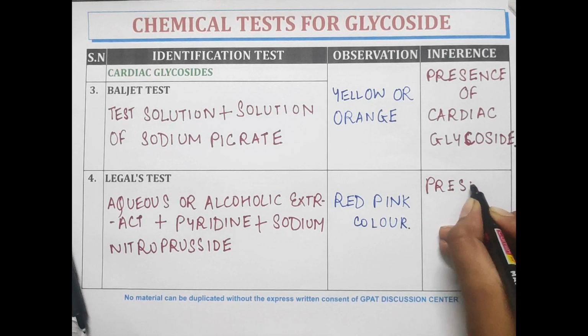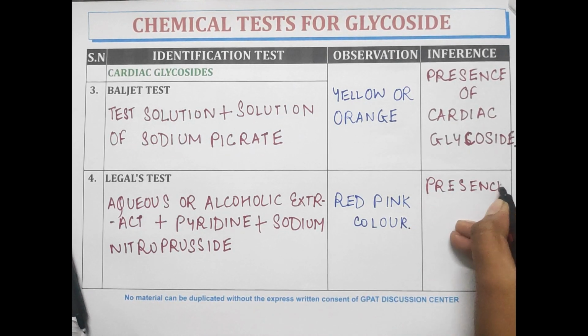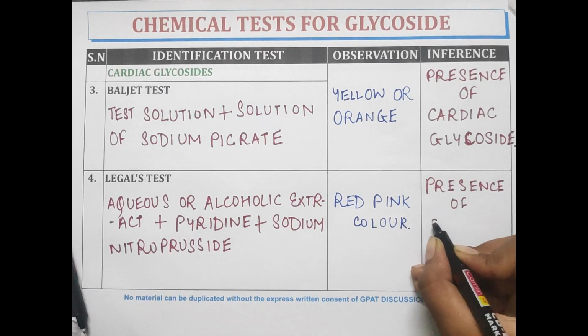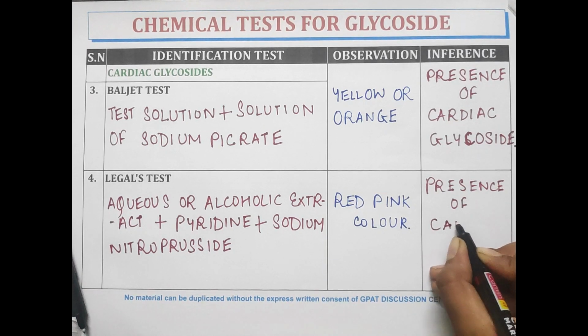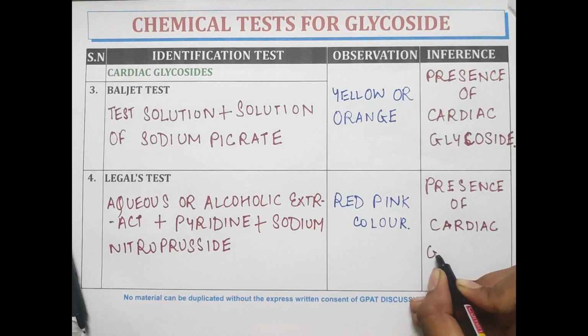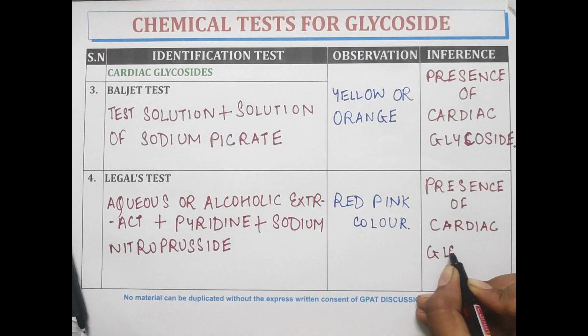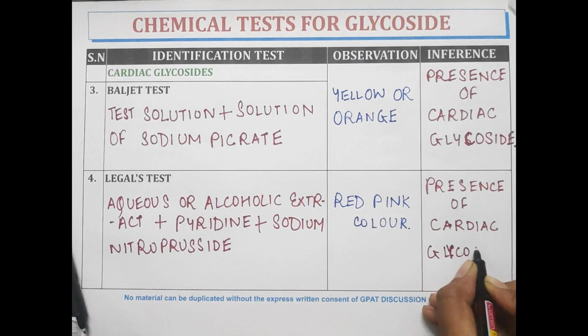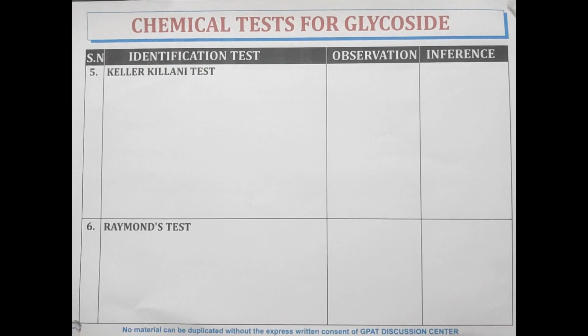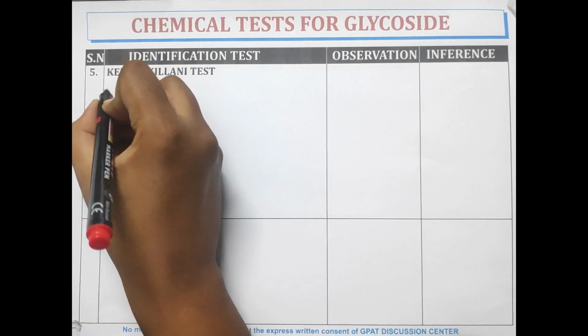In Legal test, aqueous or alcoholic extract of test solution is mixed with pyridine and sodium nitroprusside, which gives a red-pink color, indicating the presence of cardiac glycoside. Another test for cardiac glycoside is Keller-Kiliani test.